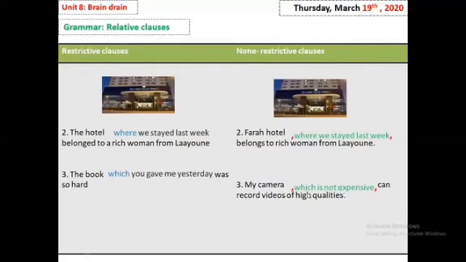However, in the other example, my camera can record videos of high quality, which is not expensive. This one is a non-restrictive clause. It's not important; if you omit this clause, the meaning does not change. However, for a restrictive or identifying clause, when you omit it, the listener gets confused because the meaning changes. Okay, so let's now move to some practice.